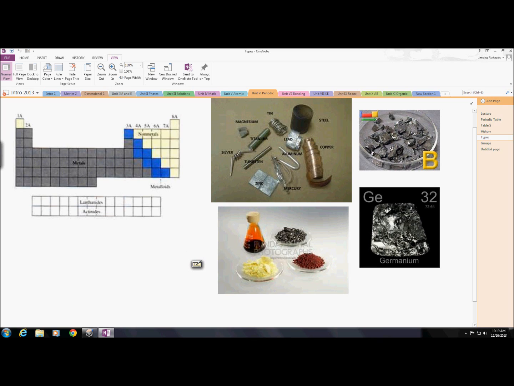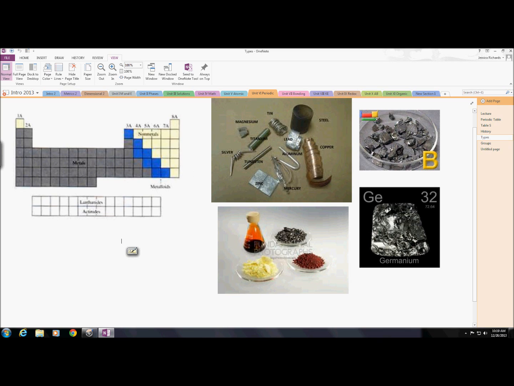Okay, so the grays on this periodic table are your metals. So all of the ones that are in gray are metals. The cream-colored ones are nonmetals. The blue are going to be metalloids. And these two rows down here at the bottom, the white ones, lanthanids and actinids, they would be considered metals or metallic. A lot of them are radioactive.